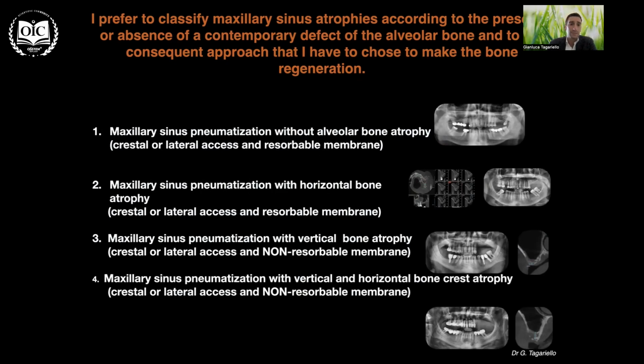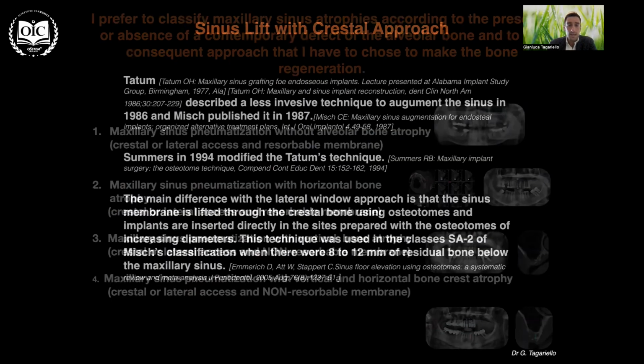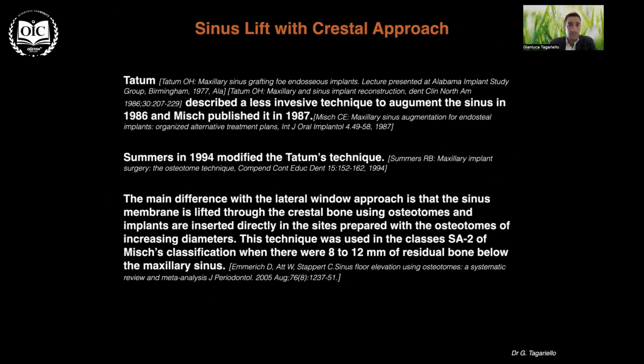In the second case, we can have maxillary sinus pneumatization with horizontal bone atrophy. So we can do crestal or lateral access, and we can use a resorbable membrane. Maxillary sinus pneumatization with vertical bone atrophy. In this case, we can use crestal or lateral access and a non-resorbable membrane. A maxillary sinus pneumatization with vertical and horizontal bone crestal atrophy, so we can use crestal or lateral access and a non-resorbable membrane.